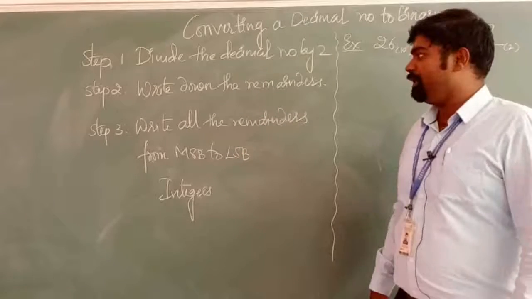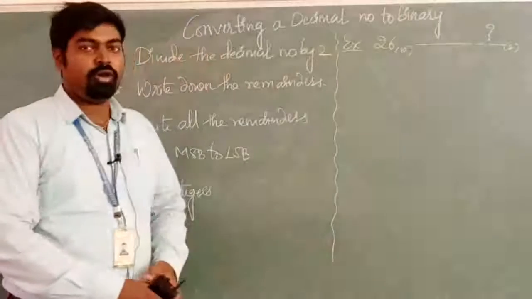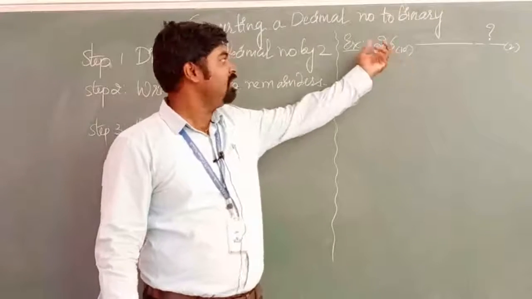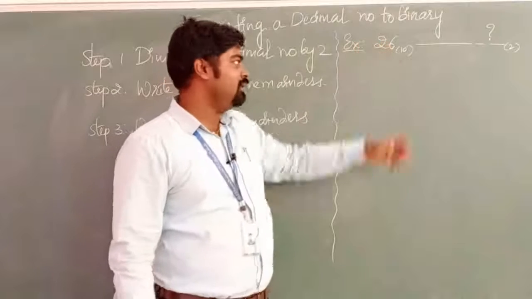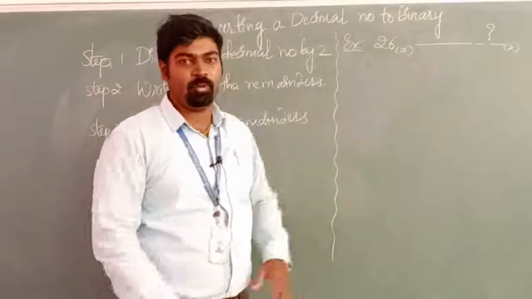Now to make you all understand it better, let us solve a simple example. We all know that the base of a decimal number is 10. So if there is 10 written at the subscript, then treat this as a decimal number. So 26 is a decimal number, and you need to represent this as its binary equivalent. So how is that done?